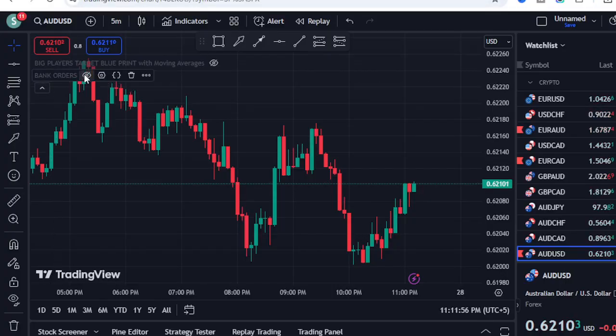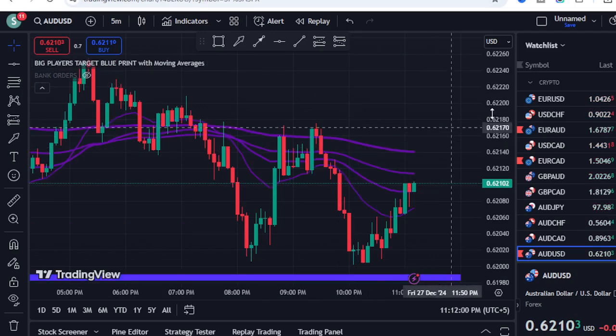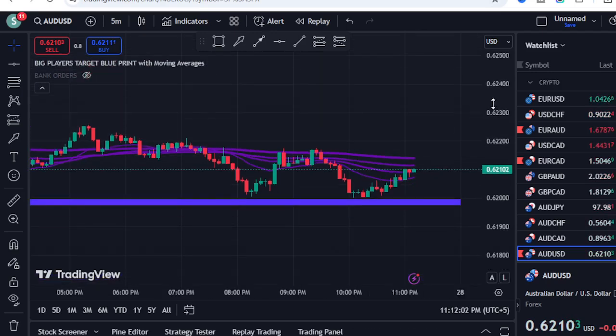Now let's review our second indicator, that is called the big players indicator, and this is a very interesting indicator.